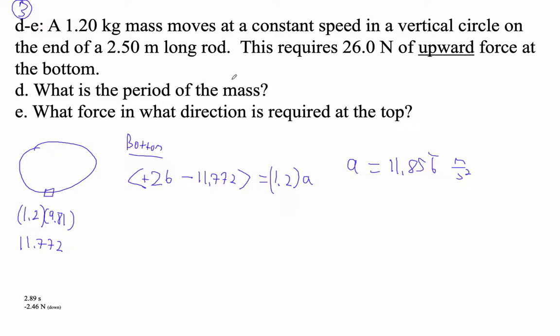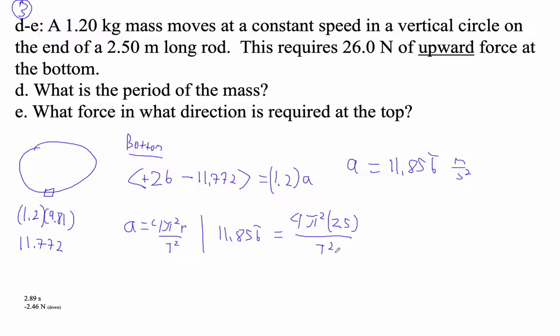So it says, what is the period of the mass? Now that we have the acceleration, we can do that. So I'm going to use a equals 4 pi squared r over t squared. So 11.856 equals 4 pi squared times, what's our radius, 2.5, divided by t squared. We're trying to solve for t squared.